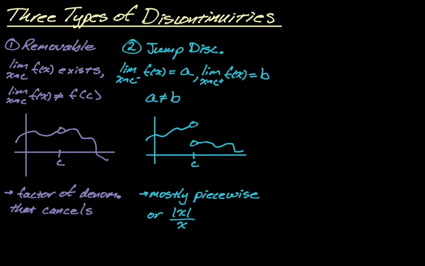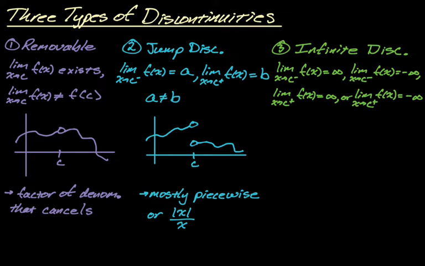And then we can have the third type. So the third type is an infinite discontinuity. There are many ways to get an infinite discontinuity, and an infinite discontinuity is basically a vertical asymptote. So this means that either the limit as you approach from the left is infinity or negative infinity, or the limit as you approach from the right is infinity or negative infinity. You only need one of them to be true. You don't need all 4, you don't need 2 of them. Just any one of those 4 will give you an infinite discontinuity.